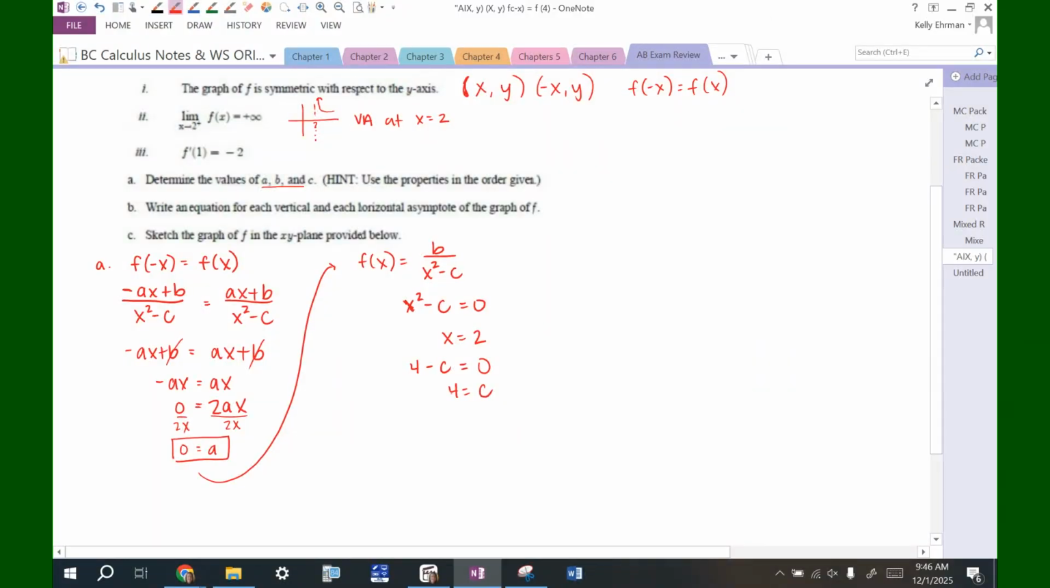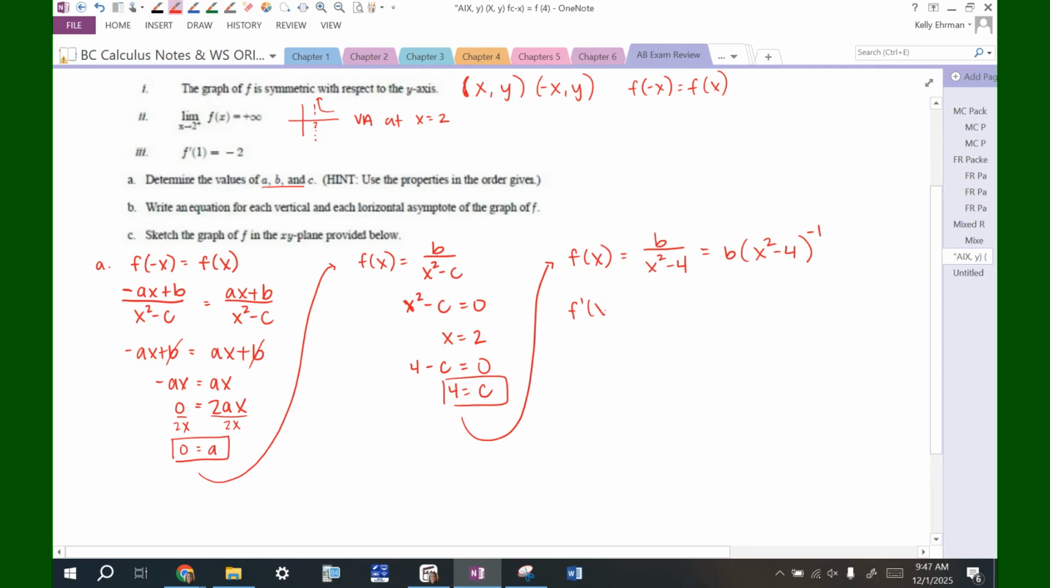All right, so let's update our function once more. So now we know f of x is equal to b over x squared minus 4. I haven't quite forced that we would get positive infinity as we approach 2 on the right, but I think that's going to come out when we figure out what b is. And then f prime of 1 is equal to negative 2. So let's find f prime of x. So remember, b is a constant. So we could also do this, x squared minus 4 to the negative 1, because I would rather do power rule and a bit of chain than quotient rule.